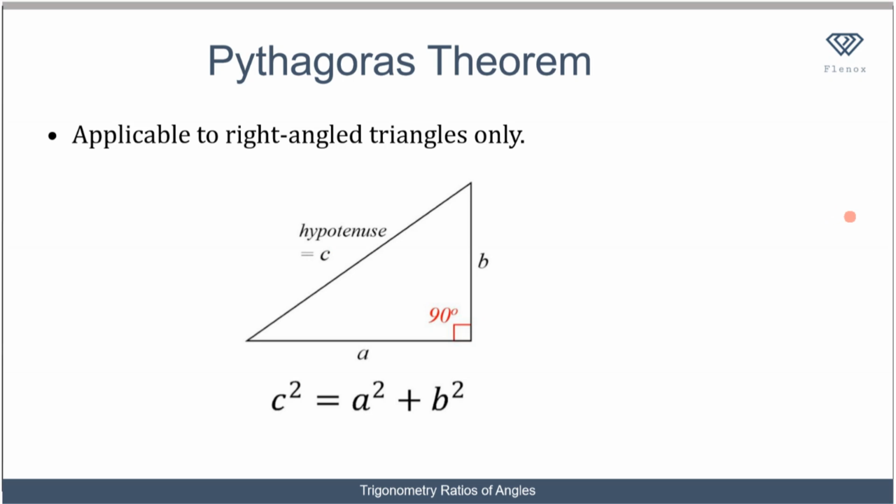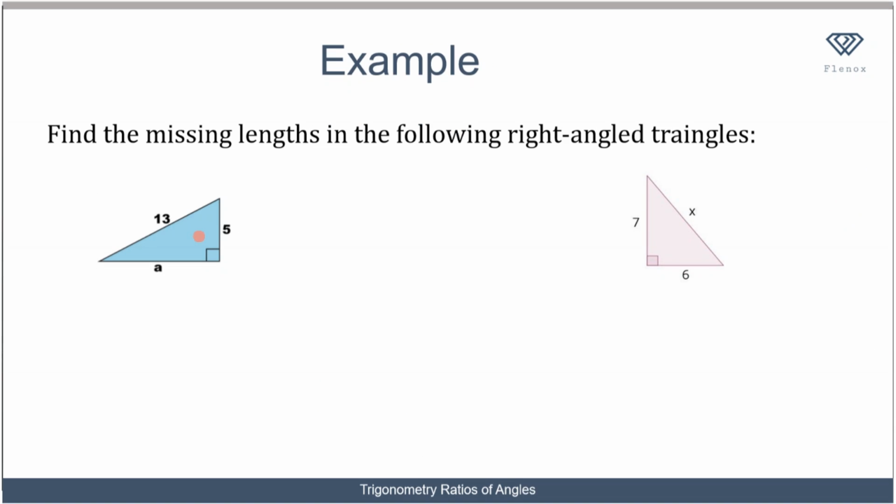So how does this play out? Here we are told to find the missing lengths in the following right angle triangles. In the first one, I'm told that the hypotenuse, as you can see, the longest side or the side opposite to the right angle, is 13. I'm told that this side here is 5 and this length here is a.